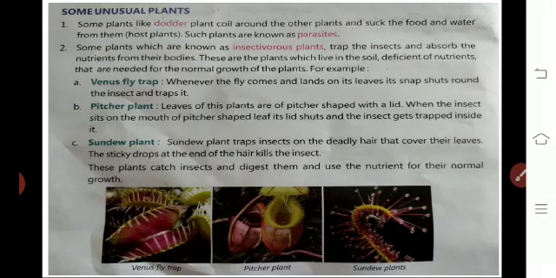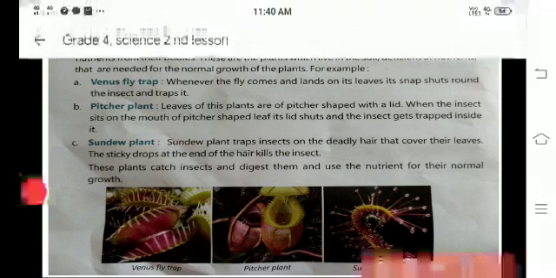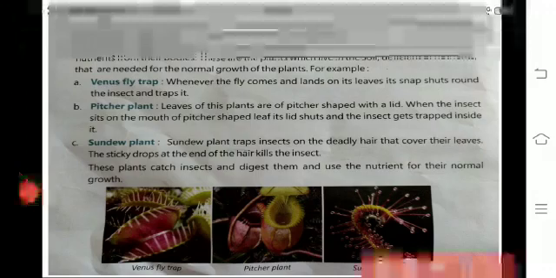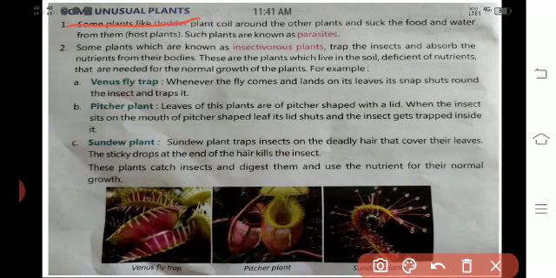Okay children, take page number 14. Take your pencils and underline the hard words with me. First, unusual plants. What is that? Some plants like dodder plants coil around other plants and suck the food and water from them, the host plants. Such plants are known as parasites.